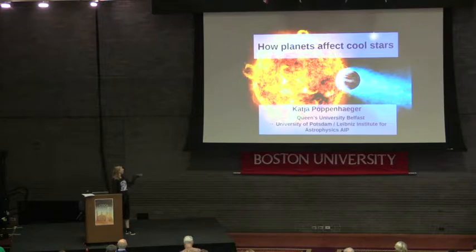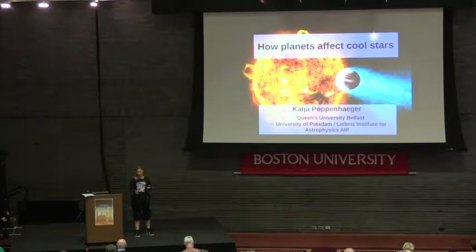So, what am I going to talk about here? I will talk about how planets affect cool stars. And this is to be understood in relation to the talks that we've heard earlier this morning, where we learned a lot about how stars sculpt the space weather in which potential exoplanets are embedded. Now, this talk is basically talking about things the other way around. What might actually happen to our exoplanet host star due to the presence of the planet around it?